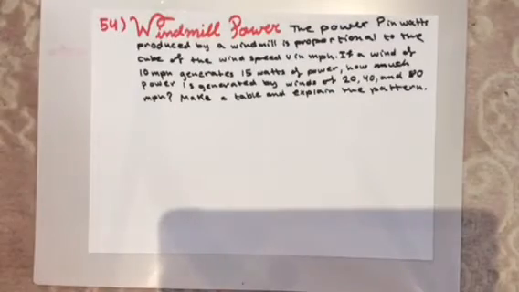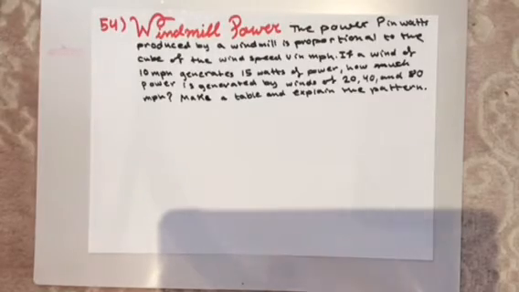Windmill power. The power P in watts produced by a windmill is proportional to the cube of the wind speed V in mph. If a wind of 10 mph generates 15 watts of power, how much power is generated by winds of 20, 40, and 80 mph? Make a table and explain the pattern.